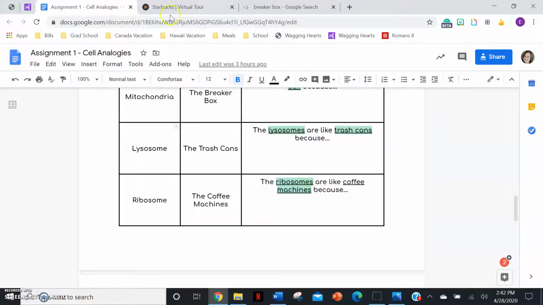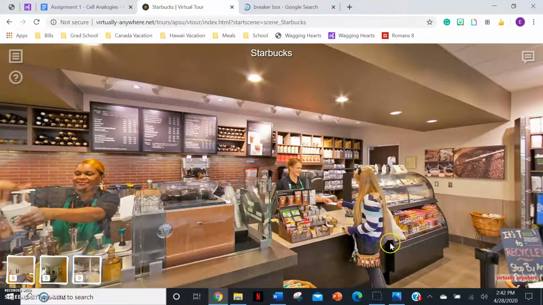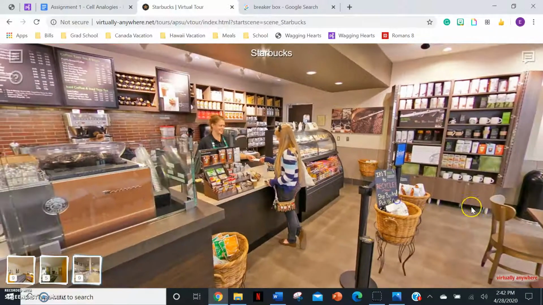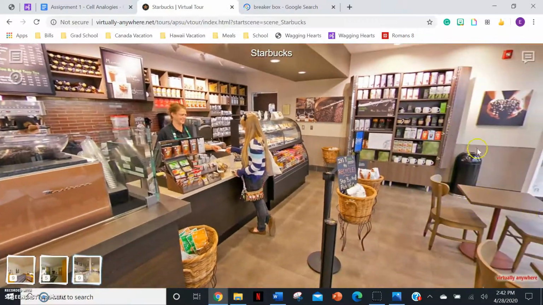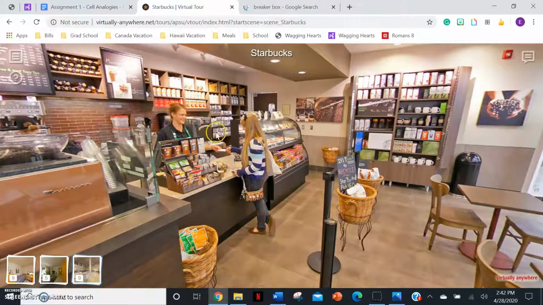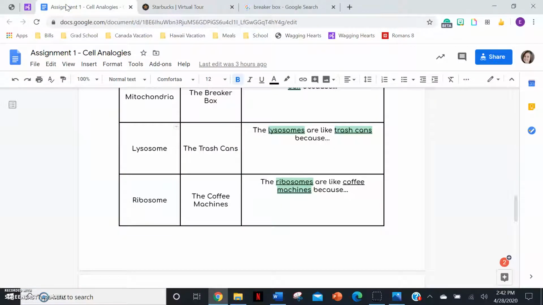The next one is the lysosome. So how is the lysosome? Where is there a trash can? Oh, right over here. How is the lysosome like a trash can? You're going to tell me that right here. And last but not least is the ribosome, which we are comparing to the coffee machines. So I see a coffee machine here. I see a coffee machine here. How do you think the coffee machines at Starbucks are like the ribosomes?